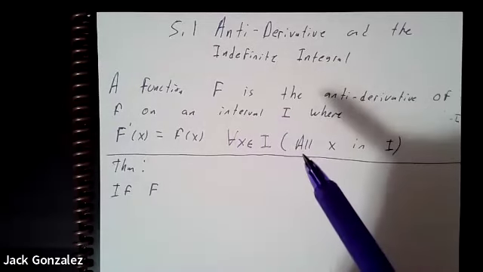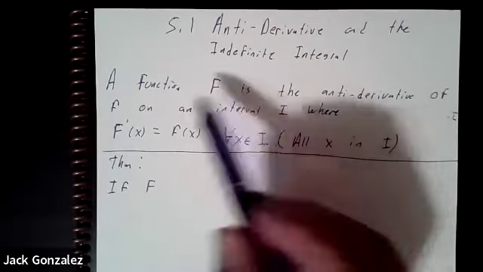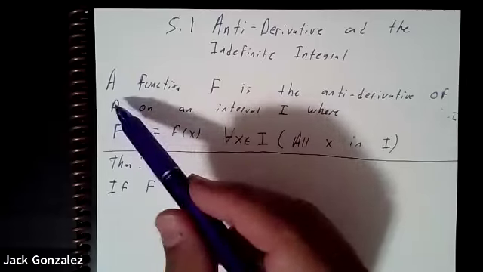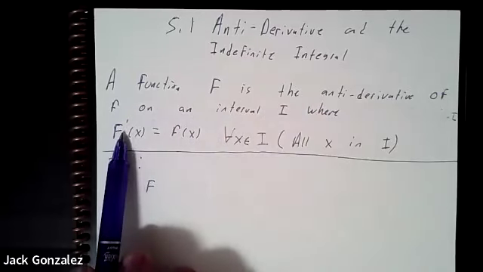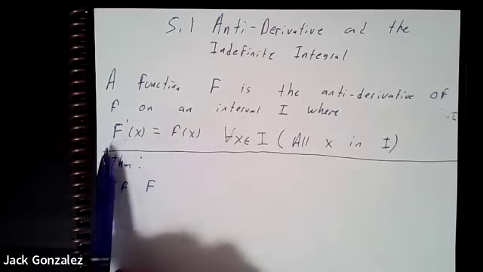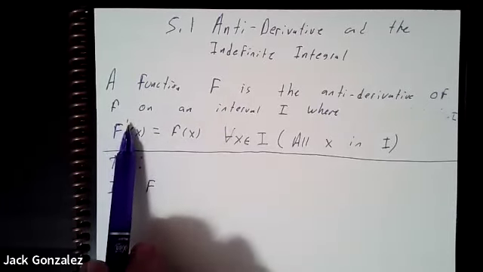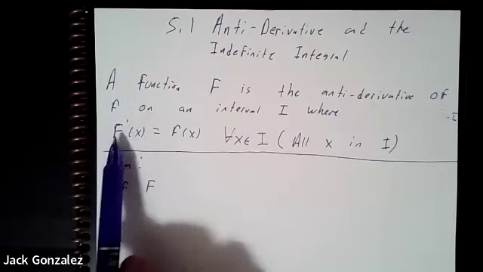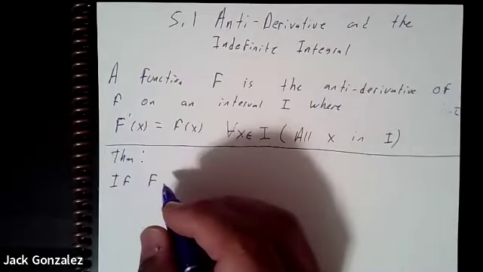So capital F is the antiderivative. Lowercase f is the original function. So the derivative of the capital F sends you back to the original, because you're canceling the antiderivative with a derivative. They kind of undo themselves. Okay, so we'll talk more about that here.